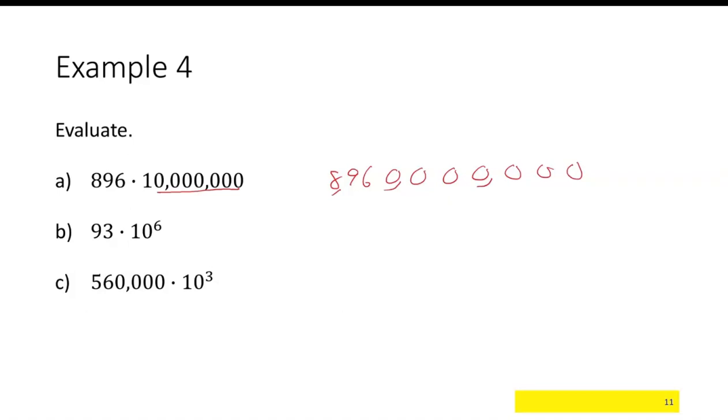93 times 10 to the 6 would be 93 with 6 zeros. So 93 million. And then 560,000 times 10 to the third means tack on another 3 zeros. So that becomes 560 million.